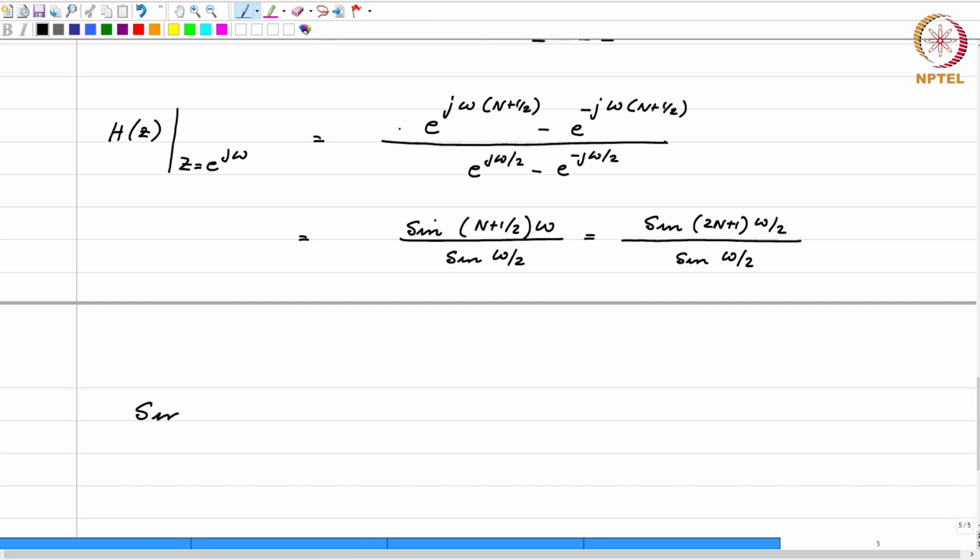And this function, sine N omega by 2 by sine omega by 2, this is called the Dirichlet kernel.